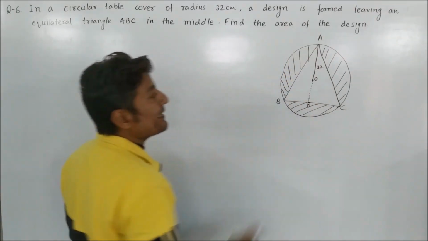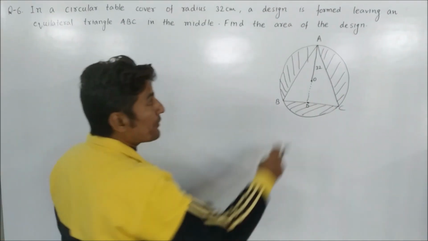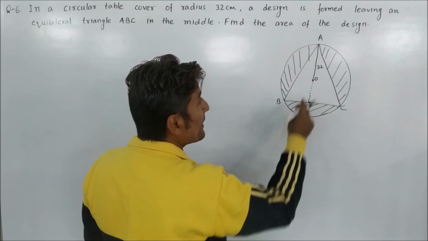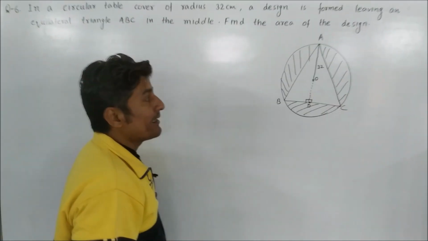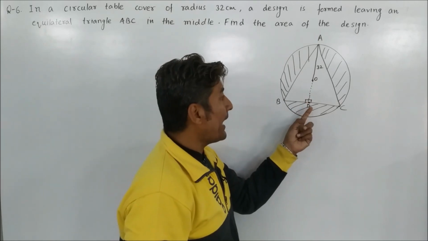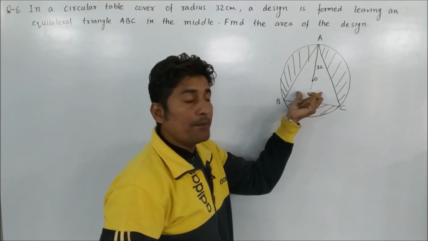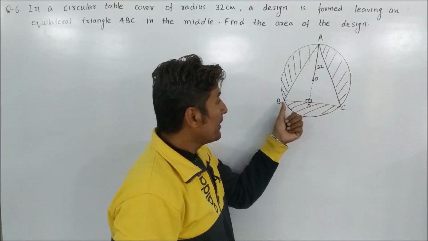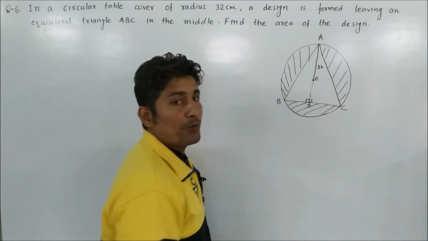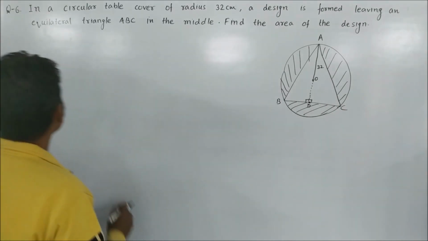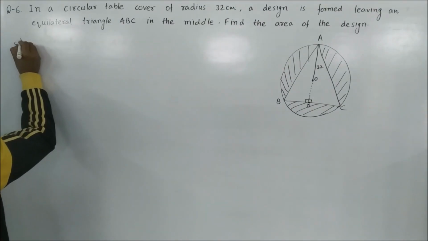Now here AD is the median of triangle ABC, because whenever we are drawing the perpendicular in equilateral triangle, then it will be perpendicular as well as it will act like a median also. It will divide BC into two equal parts, means BD and DC both will be equal. So let us see the solution of this question.